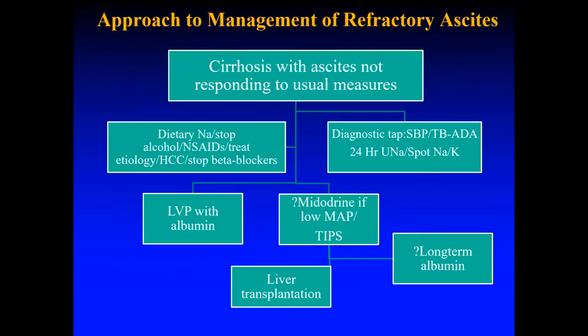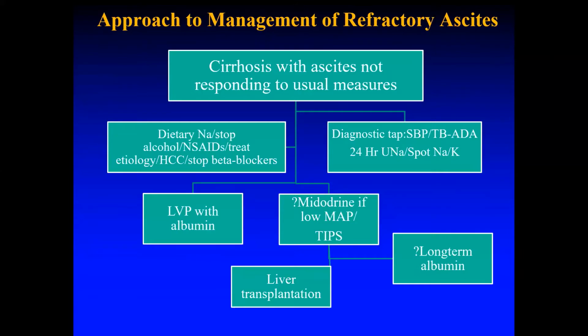So this is the approach to the management of refractory ascites. If there is a patient with cirrhosis with ascites which is not responding to the usual measures, look at the dietary sodium, because this is the most common problem. These patients are not adhering to the low salt diet. If the patient has alcohol as etiology, you have to stop alcohol. If they are taking NSAIDs, stop that. And if these patients have B related or C related disease, then you have to treat the etiology.